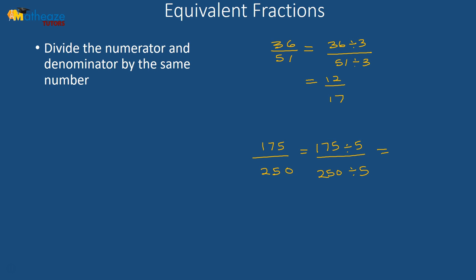175 divided by 5. Once you're done with the division, you should get a 35. And here, 250 divided by 5. When you're done with your division, you should get a 50. So what this means is that 175/250 is equivalent to 35/50.